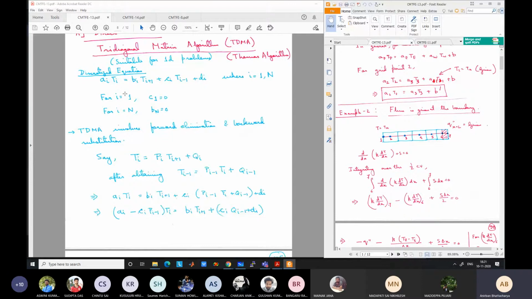Means not exactly n cube. It is order of n cube. Means some function of n cube. So for example, if we have 100 equations, if the domain is divided into 100 points, then it will take some function of 100 cube amount of time, amount of steps, calculation steps. So if you increase the number of grid points from 100 to 1000, your calculation time will increase as cube of that. So because you have increased the number of grid points by 10 times, your calculation will increase by 1000 times.